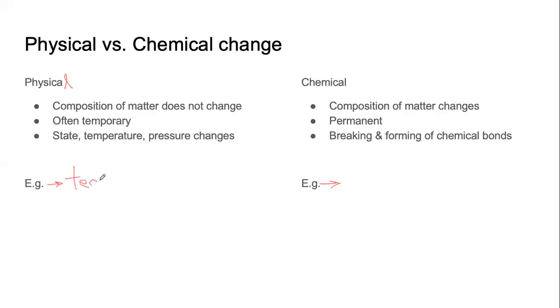Tearing of paper. Now let us see if it is a physical change or not. When we tear a paper, the paper still remains paper. So there is no change in the composition of the matter, correct? Is it temporary? फाड़ दिया तो फाड़ दिया, क्या हम उसको जोड़ सकते हैं? नहीं.